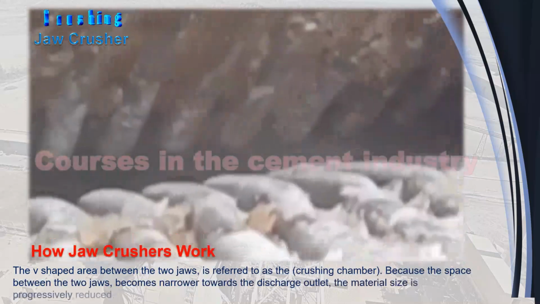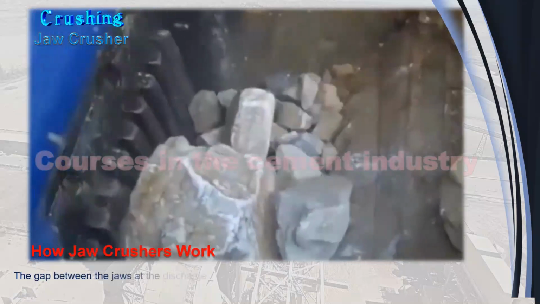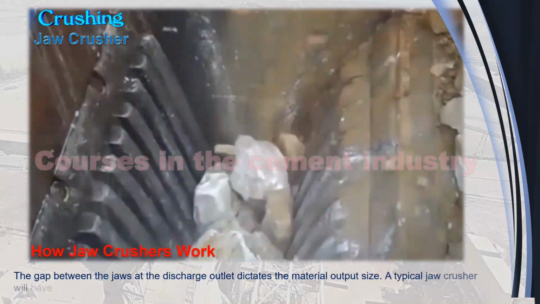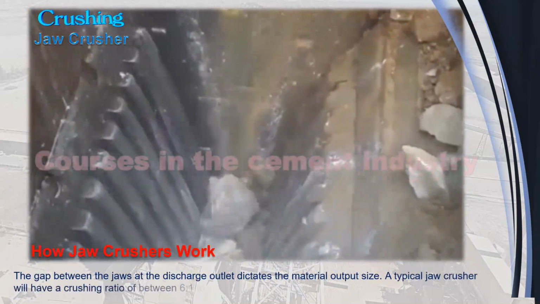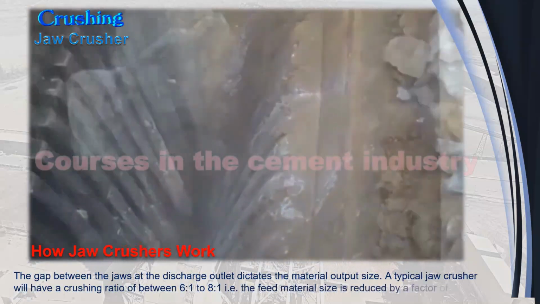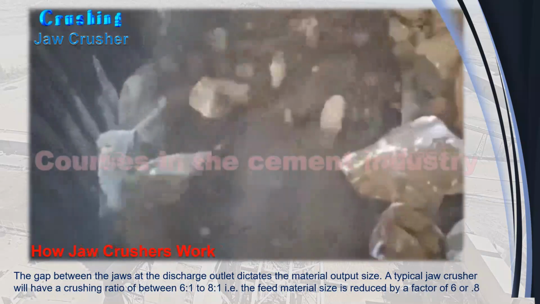The material size is progressively reduced. The gap between the jaws at the discharge outlet dictates the material output size. A typical jaw crusher will have a crushing ratio of between 6:1 or 8:1. The feed material size is reduced by a factor of 6 or 8.